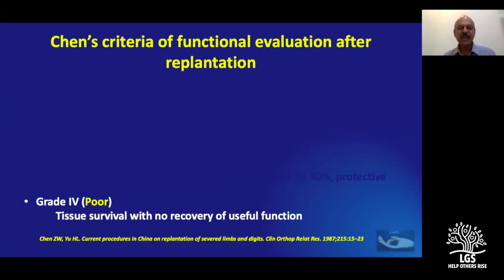And lastly, tissue has survived, but there is no function. So this is the poorest. Though the tissue has survived, there has been no function at all.